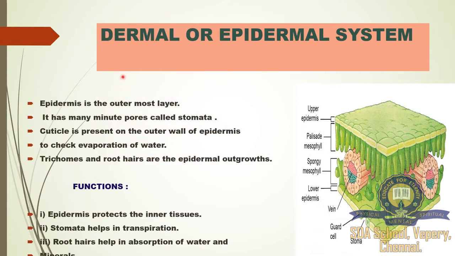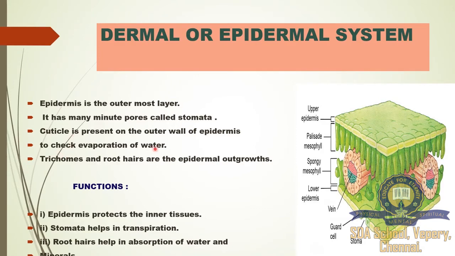Now we are going to discuss our first tissue system, the dermal or epidermal system. It is the outermost layer. That's why it is the skin of a plant. It has many minute pores called stomata. See here, it has pores, small holes. We call them stomata. A cuticle is present on the outer wall of the epidermis. So on the outer side of the wall we have a cuticle.